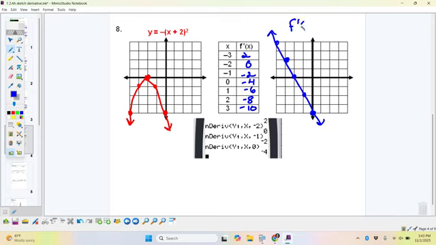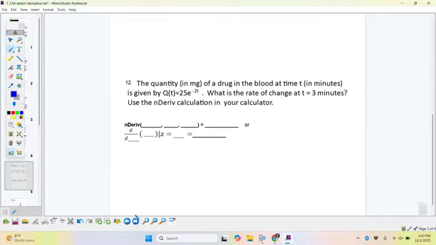All right, and this derivative function has a slope of -2x, and then the y-intercept -4. Okay.